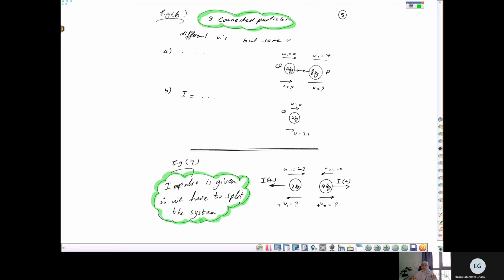But initial velocities, both of them were not the same, because Q was stationary, and you pull P away from it with initial velocity 4. Now let's read the question about connected particles.